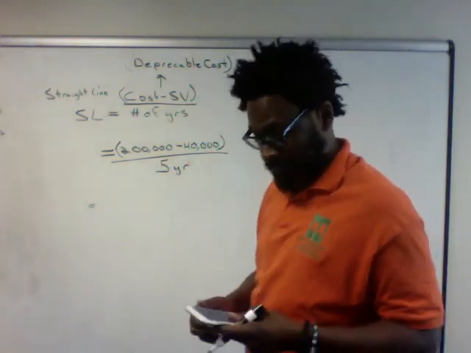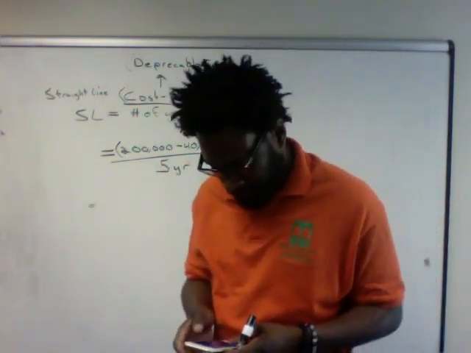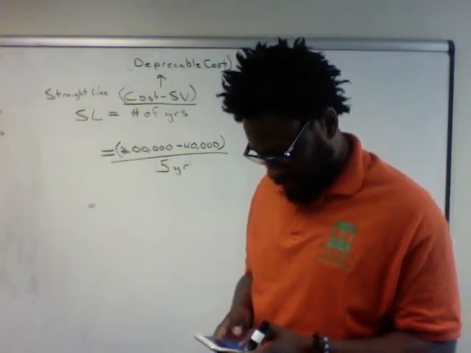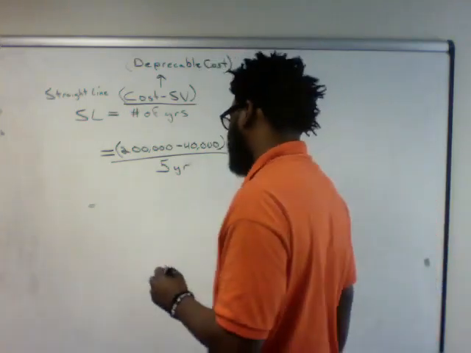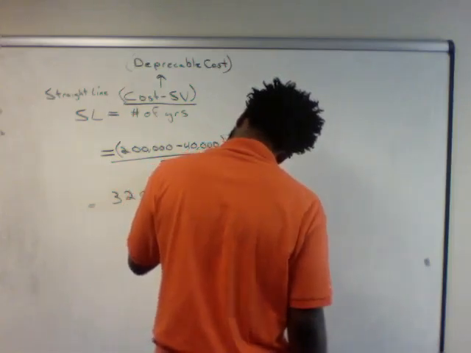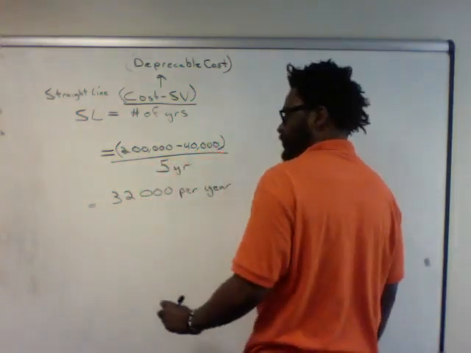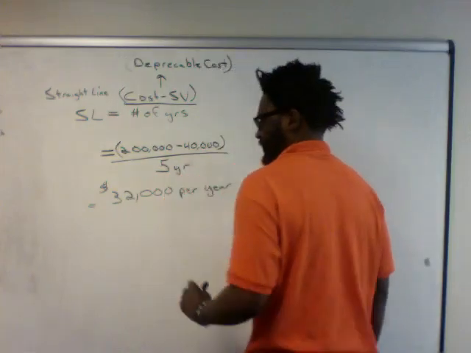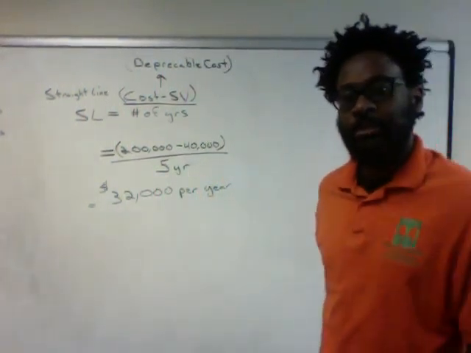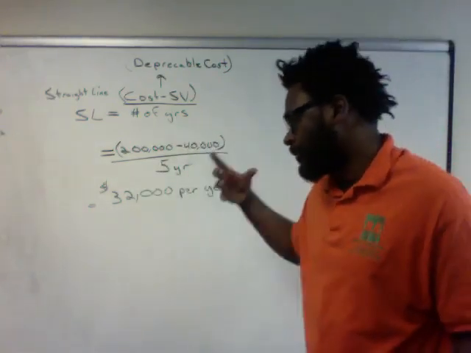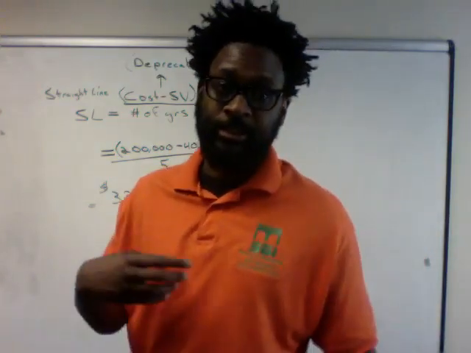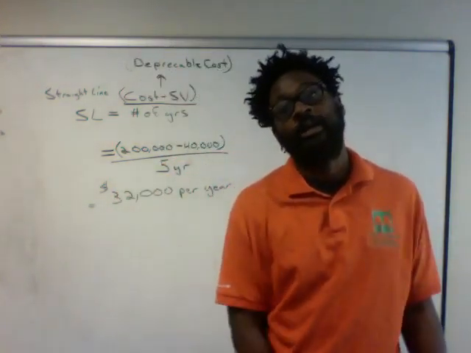So I'm going to take out my trusty calculator. And I'm going to say 160 divided by 5, $32,000. $32,000 per year. Okay? And so that's the answer, guys. $32,000 every year. So under straight line, we're going to depreciate this asset. We're going to debit depreciation expense, credit accumulated depreciation each year for $32,000.